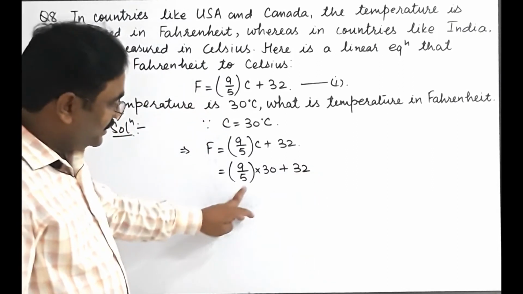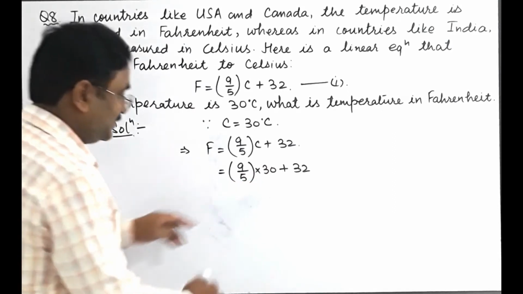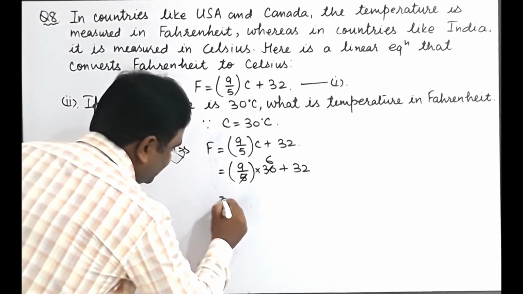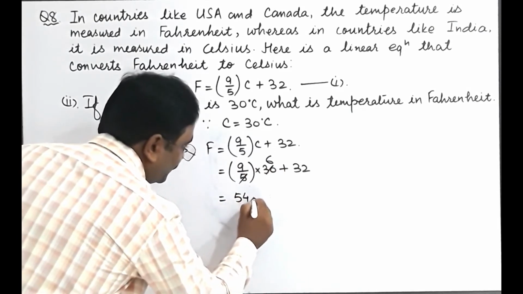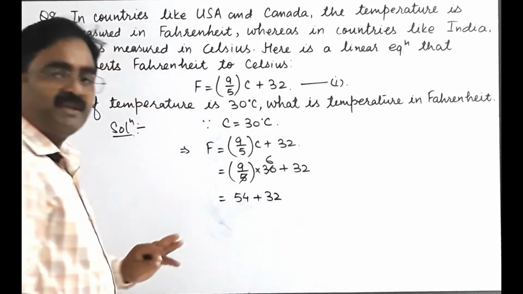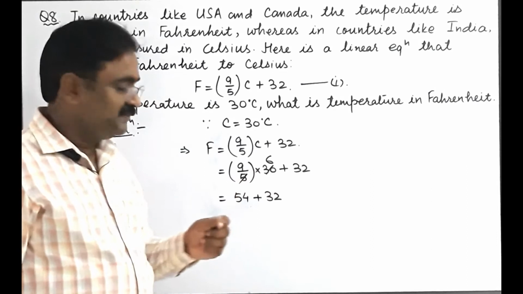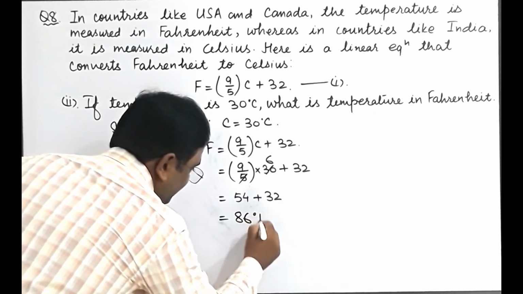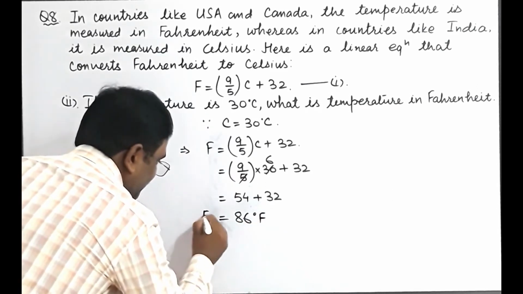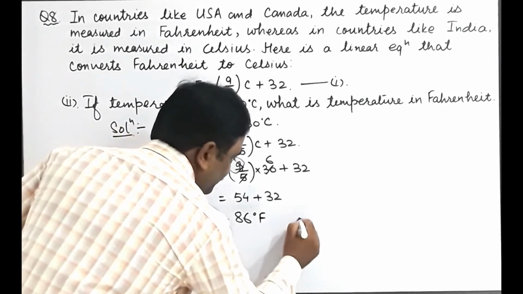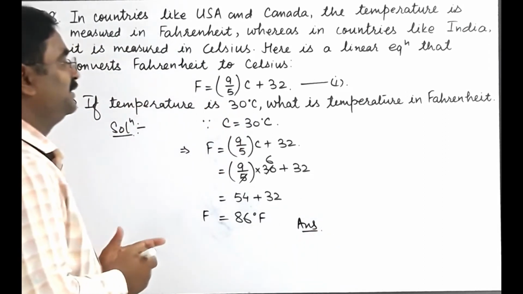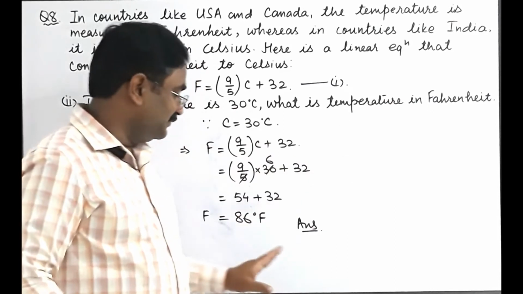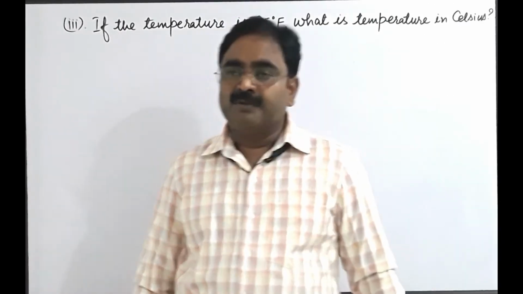Let us simplify it. This 30 is simplified by 5. 5 6s are 30. And this 6 is multiplied into 9. 9 6s are 54, plus 32. Right? This 54 plus 32 is equal to 86 degrees Fahrenheit, which is converted into Fahrenheit. So therefore the answer is, if the temperature is 30 degrees Celsius, then the temperature in Fahrenheit will be 86 degrees Fahrenheit.